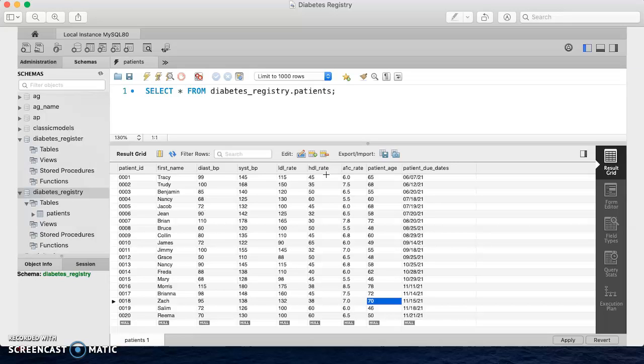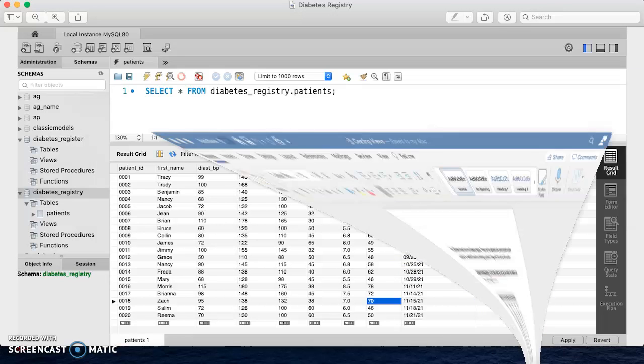So this is to help our providers do their due diligence. Okay, so as you can see, again, this is the diabetes registry we've attached here. We have patient ID, first names, diastolic blood pressure, systolic blood pressure, LDL values, HDL, hemoglobin A1C, and you see the patient ages and patient due dates to return to the office.